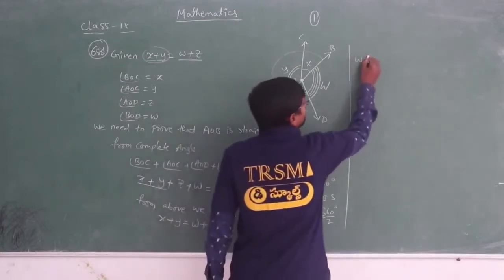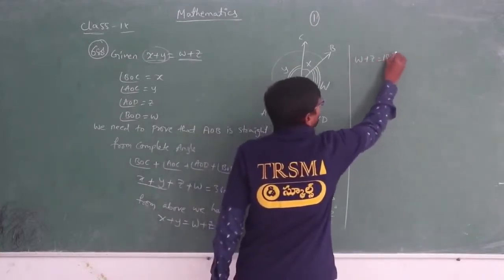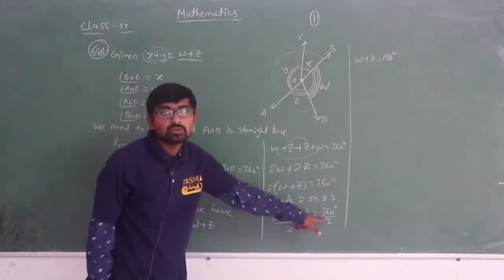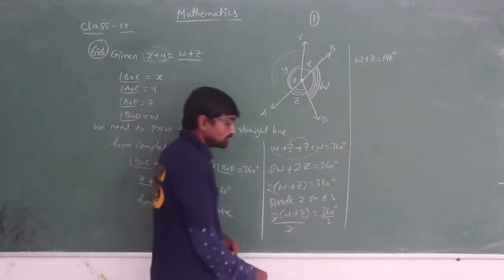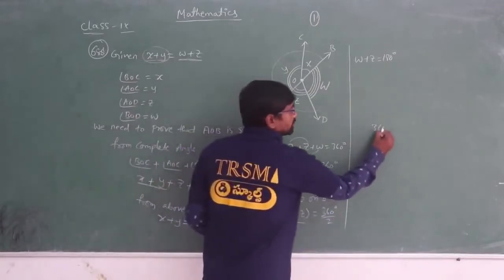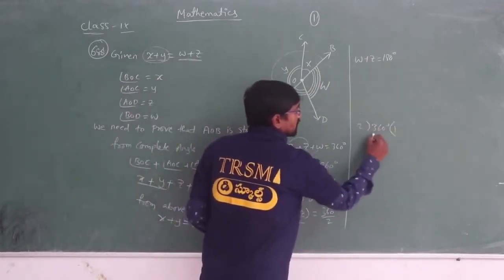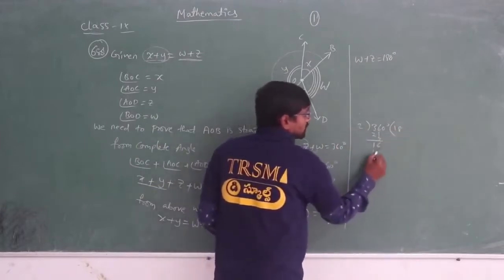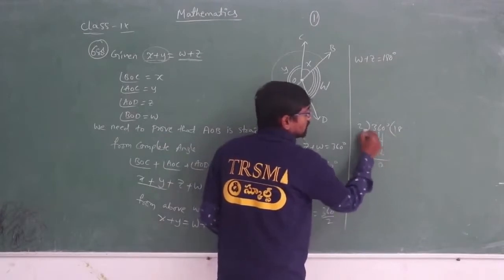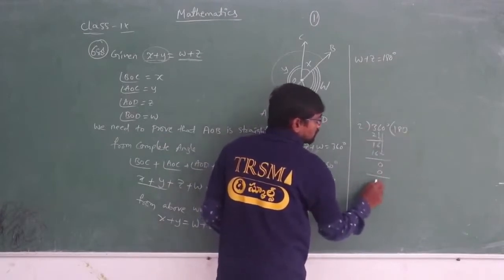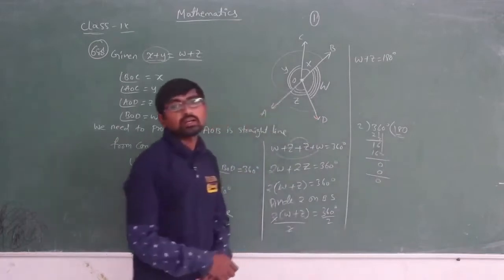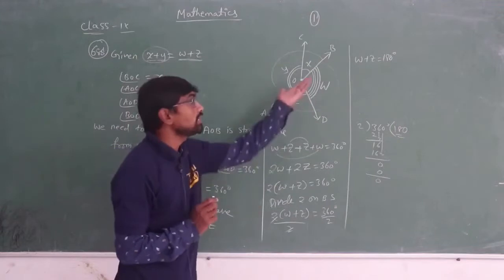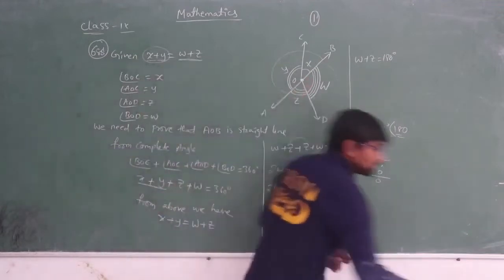So what we will get? W plus Z is equal to 180 degrees. You can see here 360 divided by 2 gives 180, isn't it? 2 ones are 2, I will be getting remainder 1, 2 eights are 16, 2 zeros are 0, so I will be getting 180. Have you got it? 180 represents a straight line angle, isn't it?